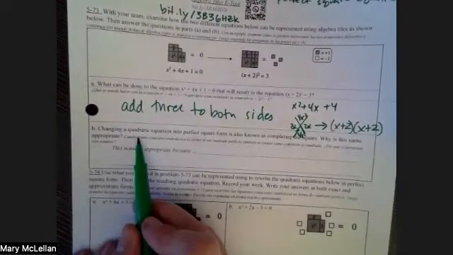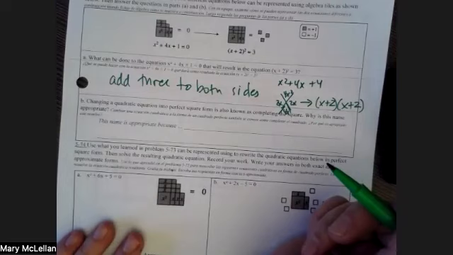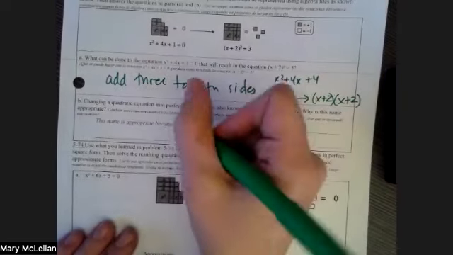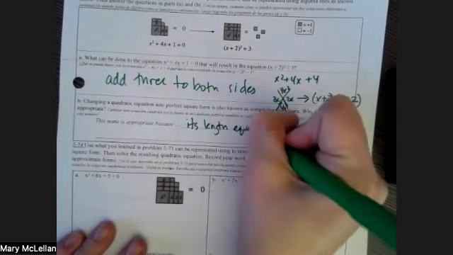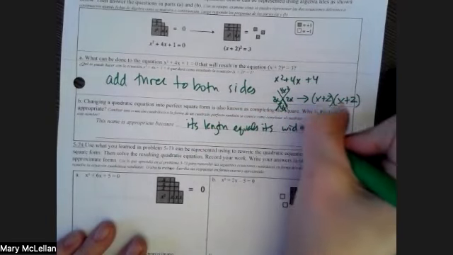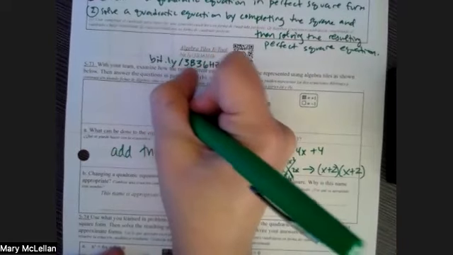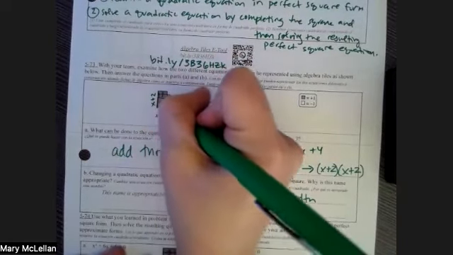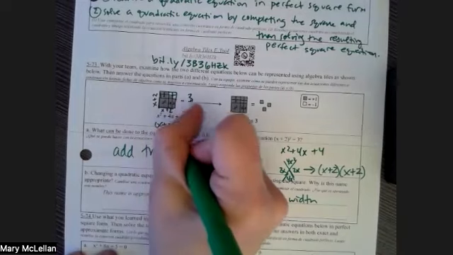Okay, part B. Changing the equation into perfect square form is also known as completing the square. This name is appropriate because its length equals its width. There are a million correct answers for this, but if we see this up here, this is an x plus 2 by x plus 2. And if you square it, you get x plus 2 squared equals 3.